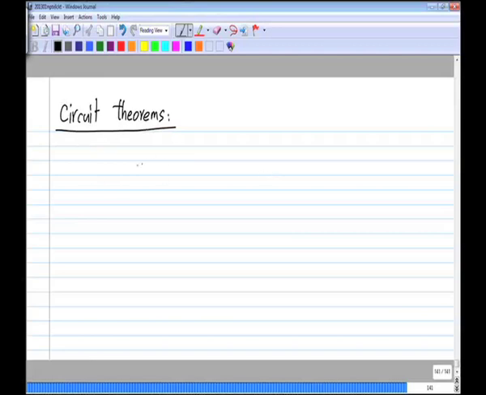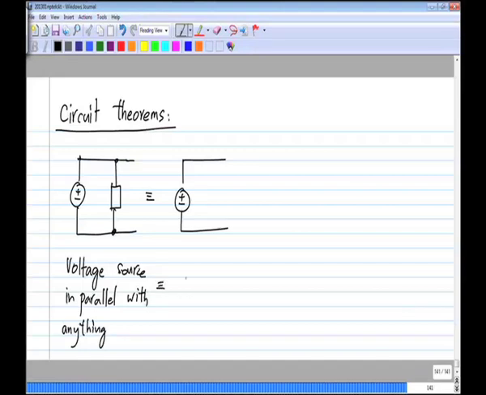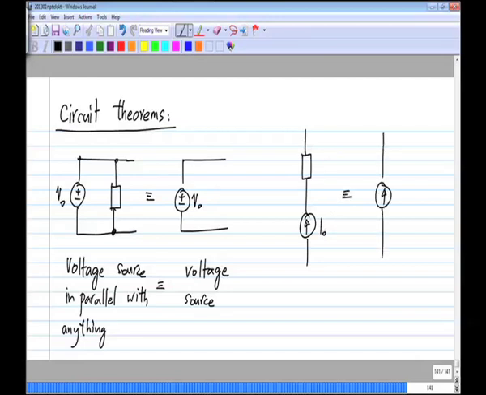First of all, these are not called circuit theorems, but some transformations that you can use, and we have already discussed these, but I will briefly touch upon them. If you have a voltage source in parallel with anything, it is the same as the voltage source. This is just to remind you of some basic results. Okay, so if this is V naught, this will also be V naught. And similarly, if you have a current source in series with anything, it is equivalent to a current source.